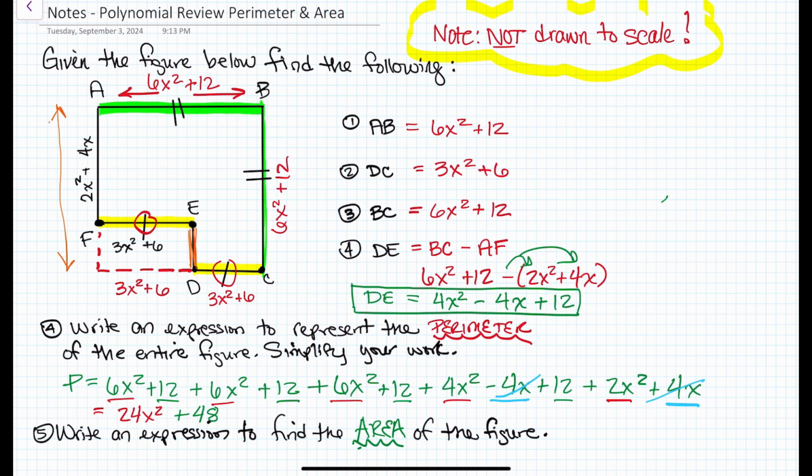So did I get them all? 1, 2, 3, 4. Yep. And so the perimeter, the expression for the perimeter is that it's just 24x squared plus 48. And if they gave us a unit of measure like feet or inches or something like that, you should put that in your answer as well.